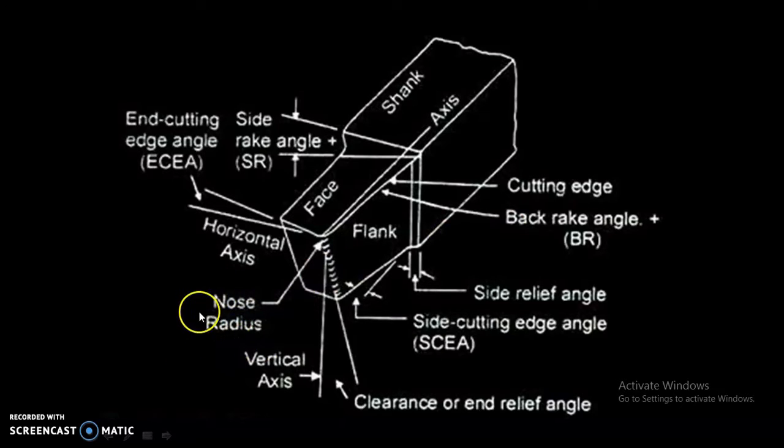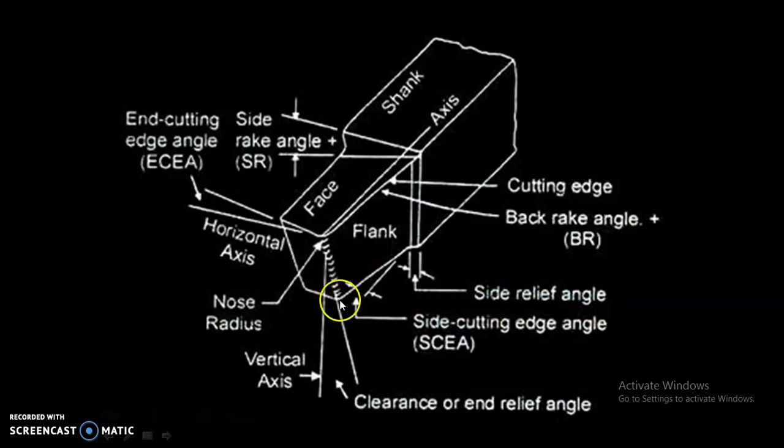So we are giving a nose radius, that is some radius given to this portion, the cutting portion, where it is not made sharp. So there will be a particular radius given here, which is termed as the nose radius, and this is the vertical axis, and we are giving a clearance or end clearance. That particular angle is the clearance angle or end relief angle. Also in the side portion we are giving a clearance, which is termed as the side relief angle.